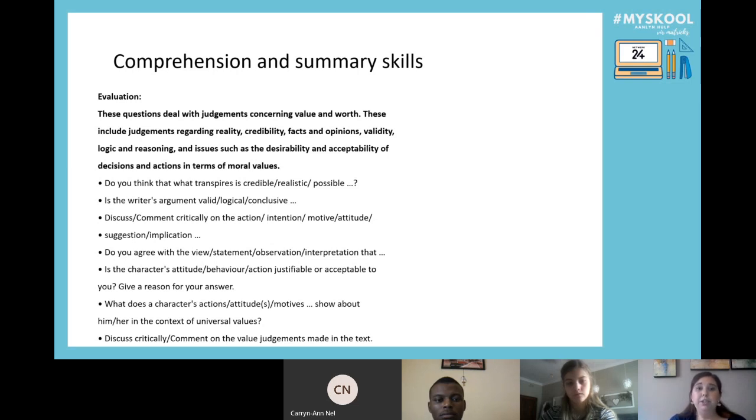These questions deal with judgments concerning value and worth. These include judgments regarding reality, credibility, facts and opinions, validity, logic, and reasoning. The issues such as the desirability and acceptability of decisions and actions in terms of moral values. Do you think it's a good thing that government is forcing us to not buy alcohol at the moment, for example? That would be an open-ended question, an evaluation kind of question.